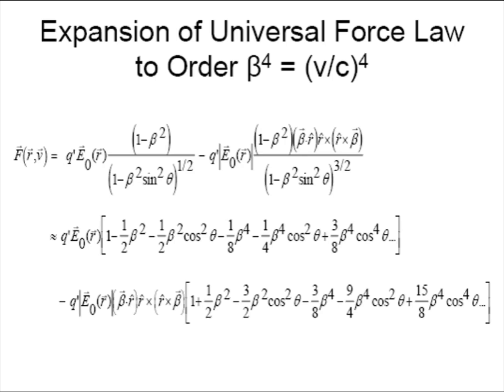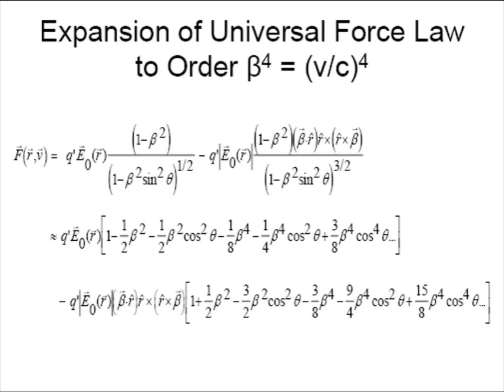and only went to beta to the fourth because I was able to see from the properties of materials that if you look at the velocity of free electrons in a material, such as a wire, and you ask what is the strength of v over c squared, for instance, it turns out it's 10 to the minus 20th power. And so v over c to the fourth power would be 10 to the minus 40th. And that is the difference between the strength of the Coulomb force and the strength of gravity.